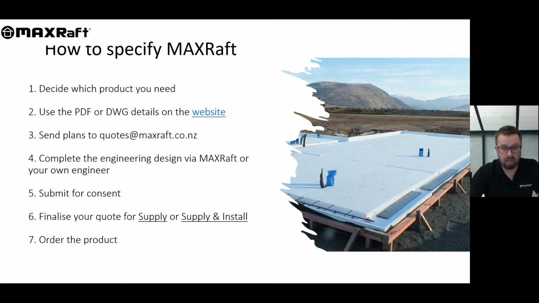So we work with those engineers. If you've got an engineer that's not done it before, we're more than happy to speak with them and take them through the design process and send them any details that they might need. Once you've submitted for consent, it's always good to finalise your quote just in case there's material changes, especially in the current world. And then you order the product. Now, we have 2 ways that we work: supply or supply and install. And shortly I'll show you just a little bit more about how that works.